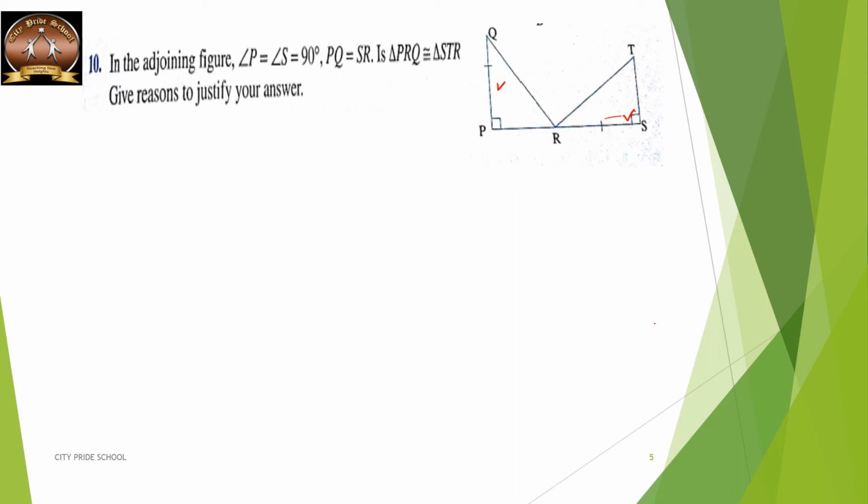So you can see here that we know the two angles are equal, that is angle P is equal to angle S, and one side that is PQ is equal to RS, but no other information about any other equal sides or equal angles is given. So we cannot prove that these two triangles are congruent, and we will write it as that there is no sufficient data here.